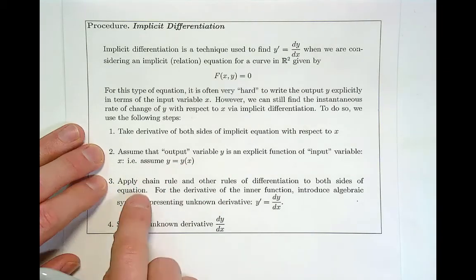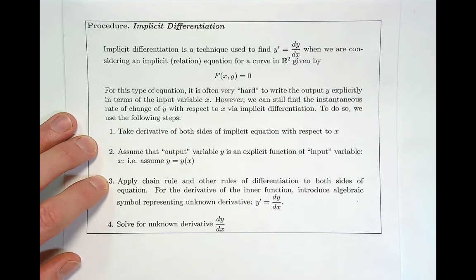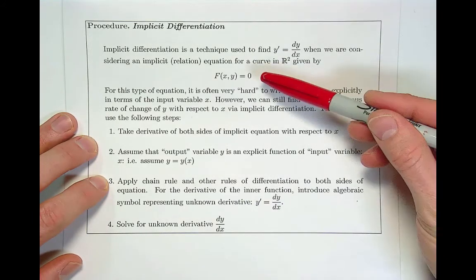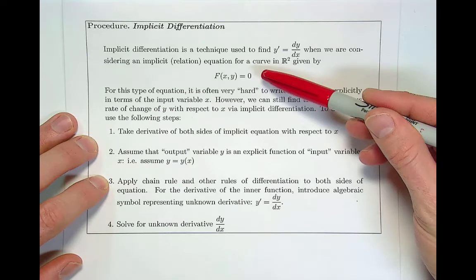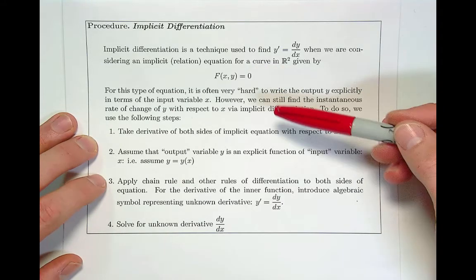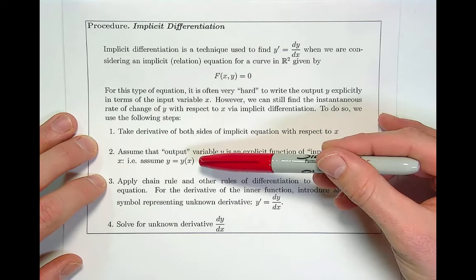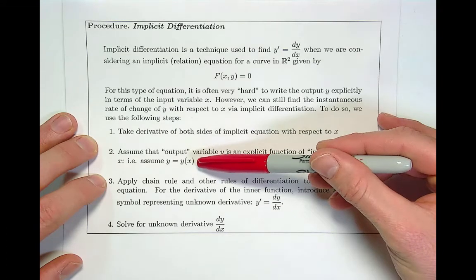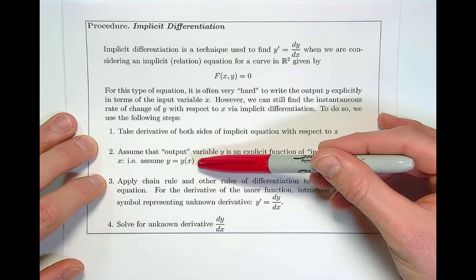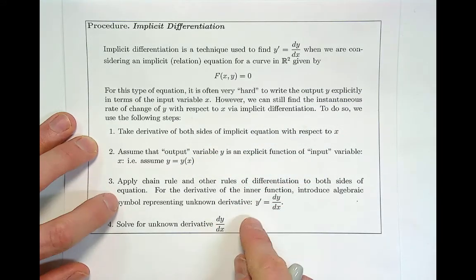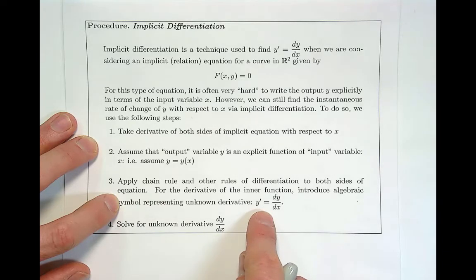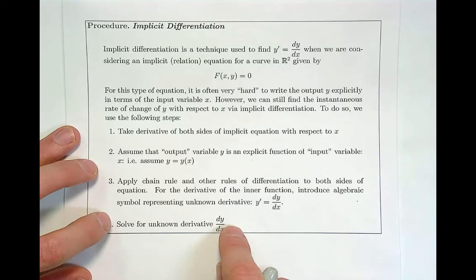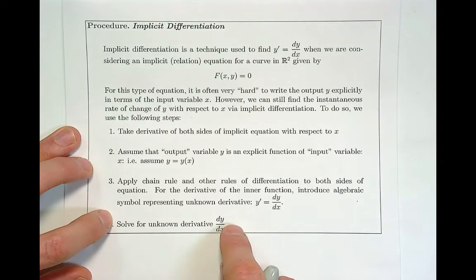Once we do this, we would apply the chain rule and other differentiation rules to differentiate both sides of the equation with respect to x. Every time we apply the chain rule and we take the derivative of the inside where the inside function is y, we're going to introduce an algebraic symbol representing the unknown derivative that we want, which is called dy dx. At the end of the day, we'll have this algebraic equation with an unknown dy dx in it, and then we'll just solve by isolating this variable.